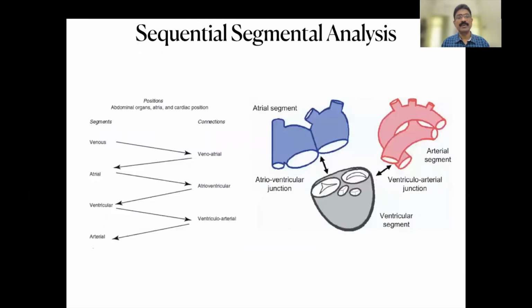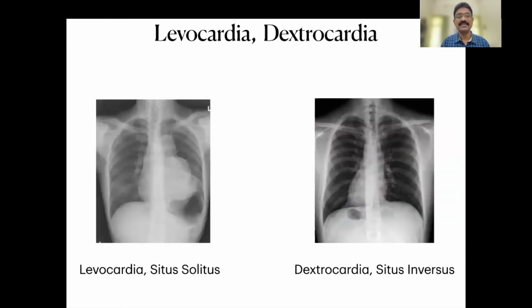So I am going to explain how to look at a couple of complex lesions. This is very important. Sequential segment analysis was already covered by Srinivas. You need to assess the three segments: atrial segment, ventricular segment, and arterial segment, and the connections. In addition, we look at the venous drainage, the systemic venous drainage and pulmonary venous drainage. This is already being covered, so I am not going into the details.